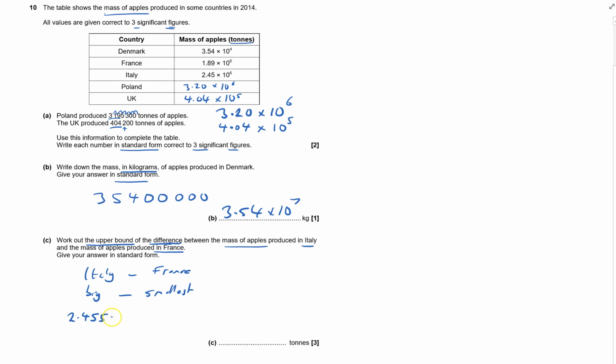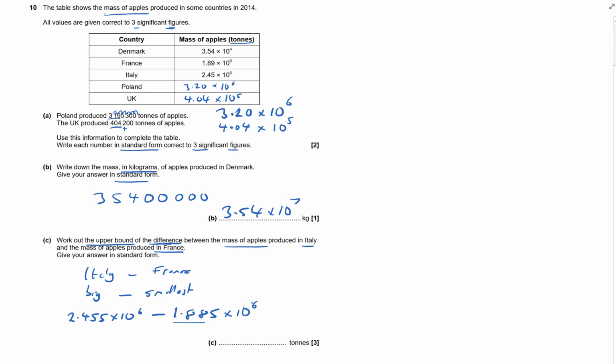2.455 times 10 to the power 6. Well, actually, technically, it has to be a little bit less than that, but we normally put it right on the limit. Take away the smallest the French could be, it'd be less than 1.89. It would actually be 1.885, because that to three significant figures would round, that 5 would round this up to 1.89, and that's times by 10 to the power 6 again.